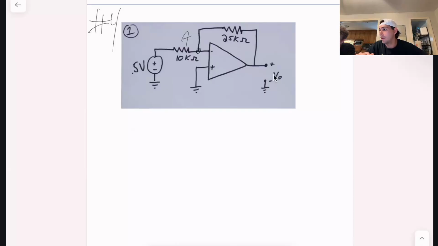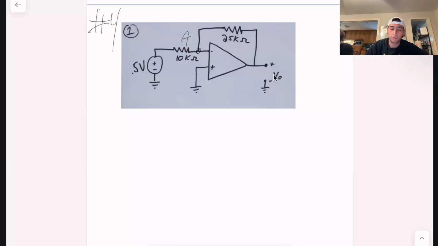You also have an infinite input impedance at the minus and plus terminals, so no current will flow that way. You also have the same voltage across V plus and V minus. So if you had a voltage at the bottom node here going to ground at the plus node, you could just assume that voltage is the same. And you also have 0 output impedance.